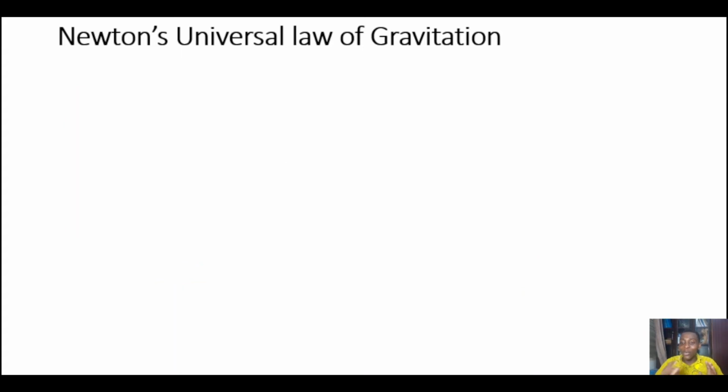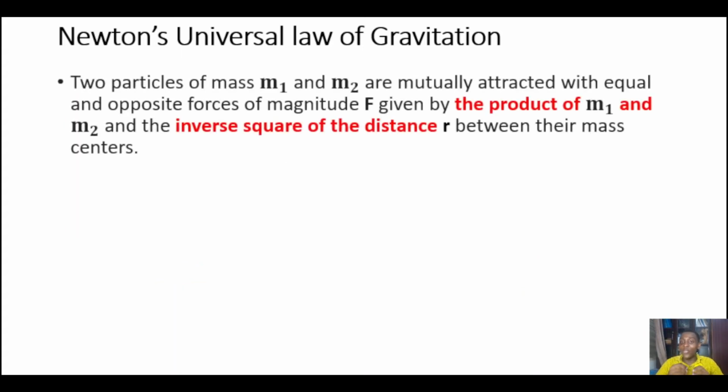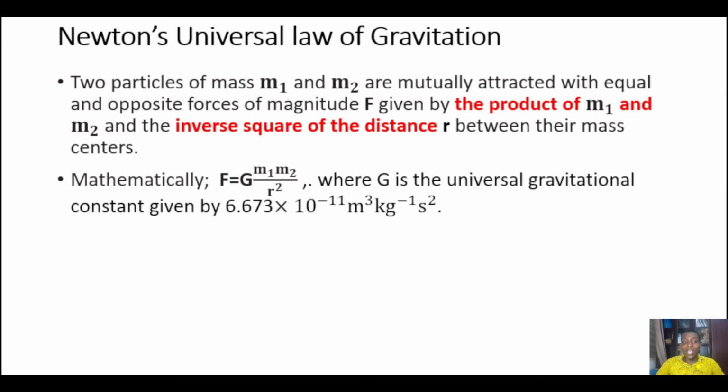The summary of what he was able to do is now what we call the universal law of gravitation. Sir Newton is saying that two particles of mass m1 and m2 are mutually attracted with equal and opposite forces of magnitude F, given by the product of m1 and m2 and the inverse square of the distance r between their mass centers. Mathematically, this force of attraction between the two particles is F equals G m1 m2 divided by r squared, so proportional to the product and inversely proportional to the square of the distance.